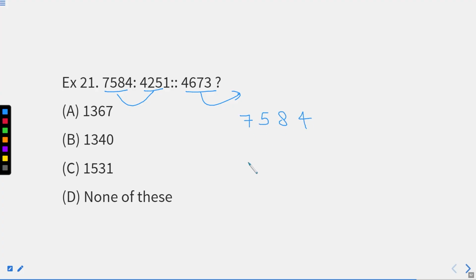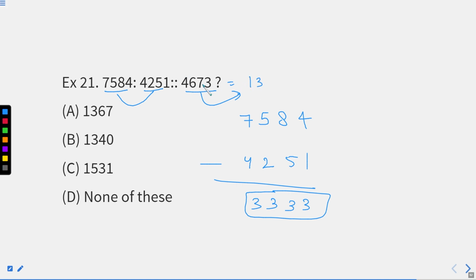7584, then the output number is 4251. But you can figure out, if you look very carefully, that there is a difference of what? 3, 3, 3 and 3. So if we subtract 3 from each digit of this number, what will we get? 4 minus 3 will be 1, 6 minus 3 will be 3, 7 minus 3 will be 4 and 3 minus 3 will be 0. So 1340. This is our option number B.